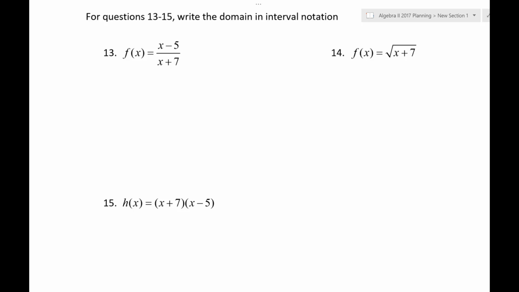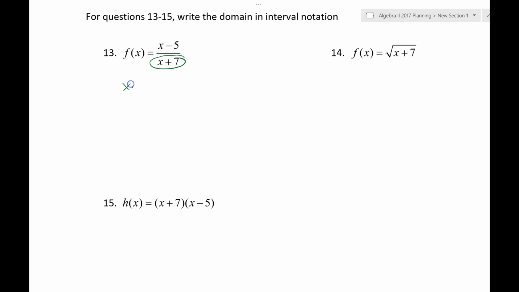Okay, for 13 through 15, we're looking to find the domain and write it in interval notation. So again, with all functions, we start with the idea that all inputs will work and find the things that cause illegal operations. So for 13 here, we're going to think all real numbers, except you can see here we have a division going on, and so we have to worry about what happens when that denominator equals 0. So let's find what value causes that to happen.